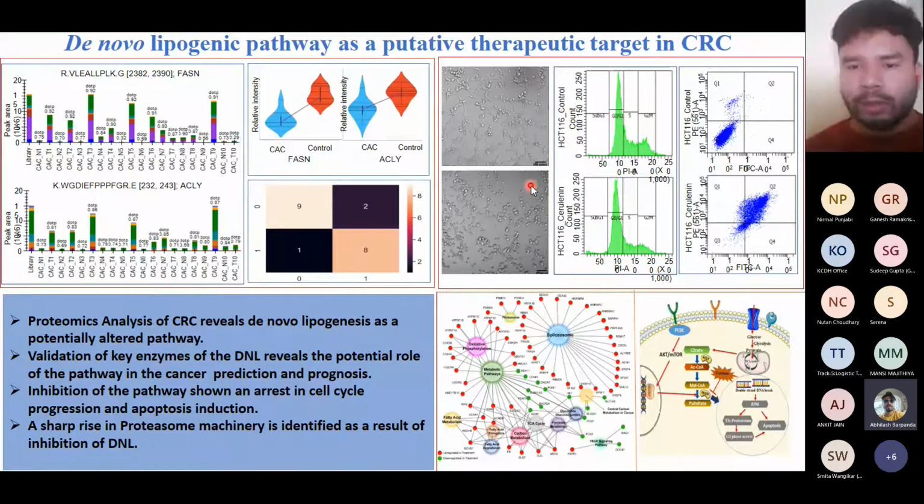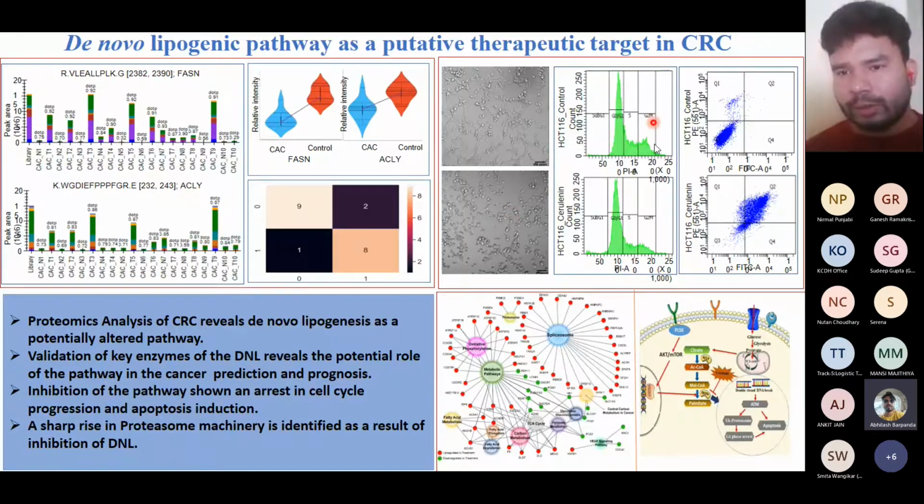To know that, we developed a cell culture based model. We got the cells from NCCS Pune, and then we looked at the level of these proteins, and then we identified one inhibitor compound that blocks these proteins, and we treated the cells, and we got that by inhibiting the proteins, we are actually able to see a clear cell death. So by taking the inhibitor, can we control or manage the cancer in a better way?